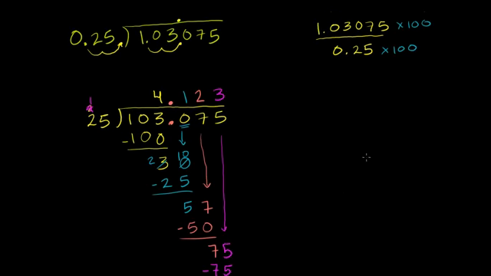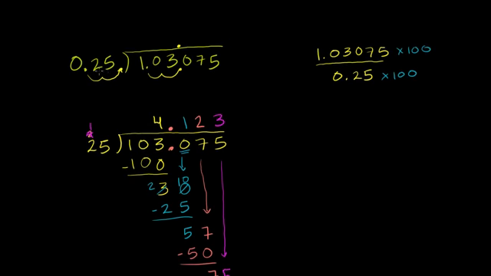So 25 goes into 103.075 exactly 4.123 times, which makes sense because 25 goes into 100 about 4 times. This is a little bit larger than 100, so it's going to be a little bit more than 4 times. And that's going to be the exact same answer as the number of times that 0.25 goes into 1.03075. This will also be 4.123. So this expression is the exact same thing as 4.123. And we're done.